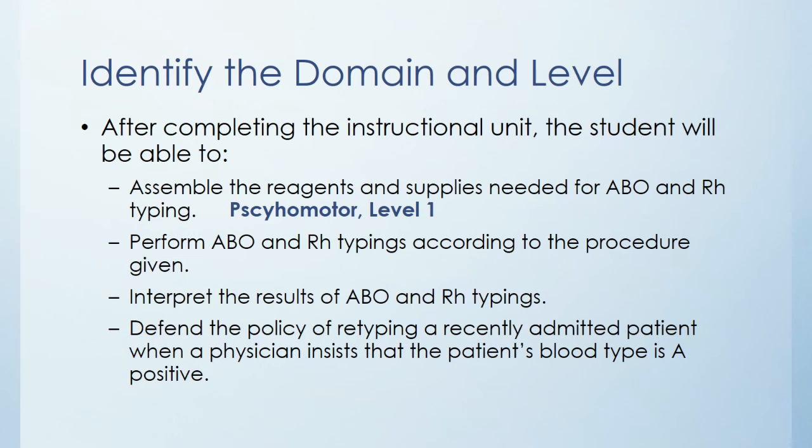And then we're going to be performing the ABO and RH typings according to the procedure given. So this is still psychomotor. Apparently I cannot spell psychomotor. My fingers have issues typing that. And that's level 2. Interpret the results of ABO and RH typings.